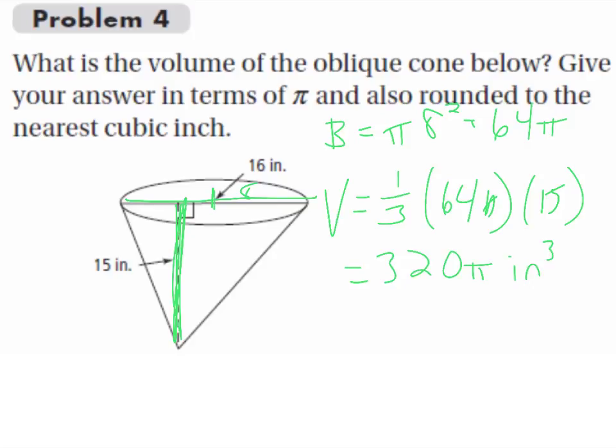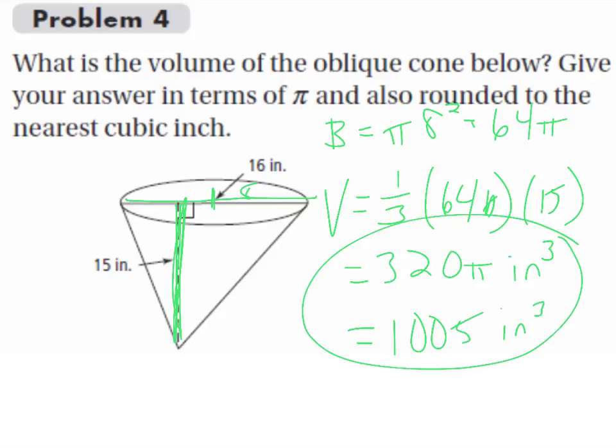They also wanted it rounded to the nearest cubic inch. So if I type in 320 times pi, I get about 1005.3, which would round to 1005 cubic inches. So we would have both of those as our answers.